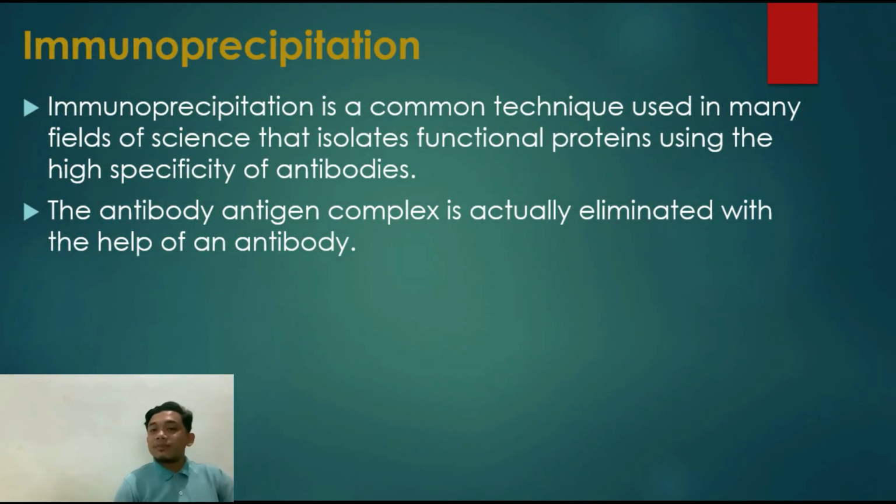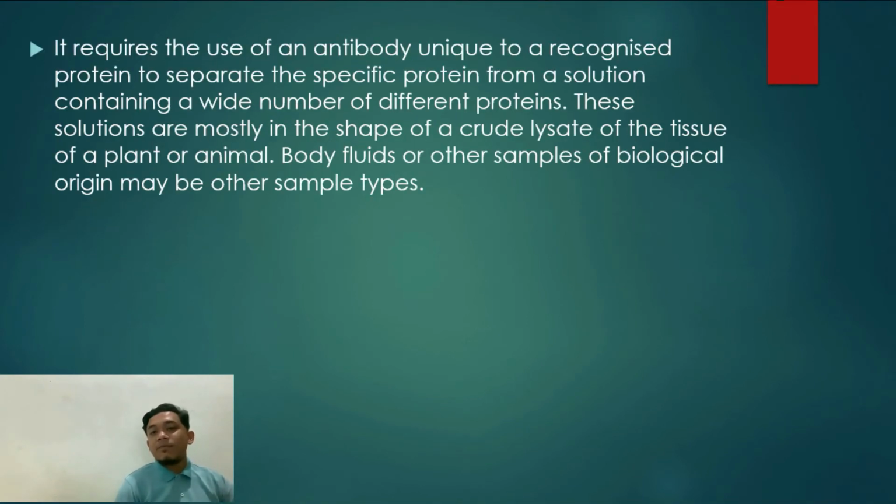Immunoprecipitation is the small-scale affinity purification of antigen using a specific antibody that is immobilized to a solid support such as magnetic particle or agarose resin. And then, this technique is used in many fields of science to isolate functional protein using the high specificity of antibody.